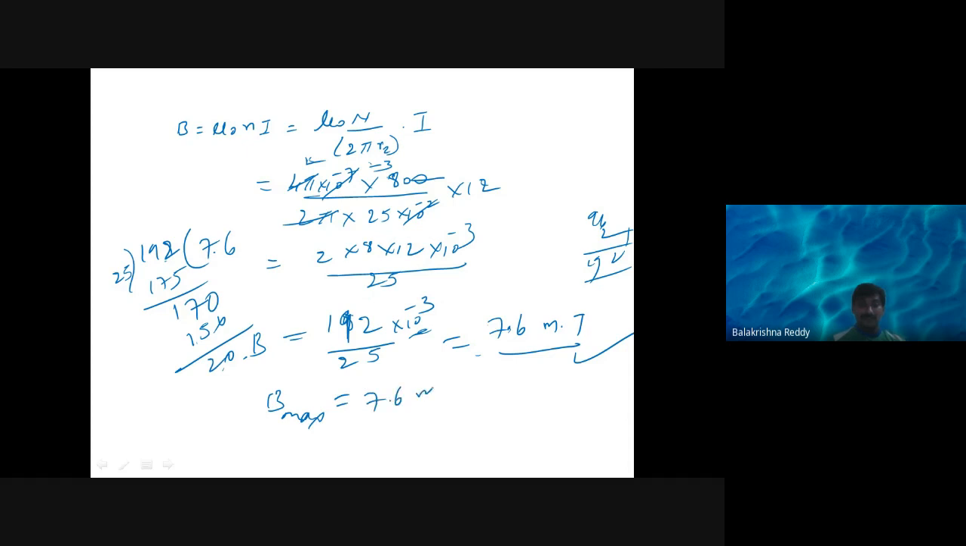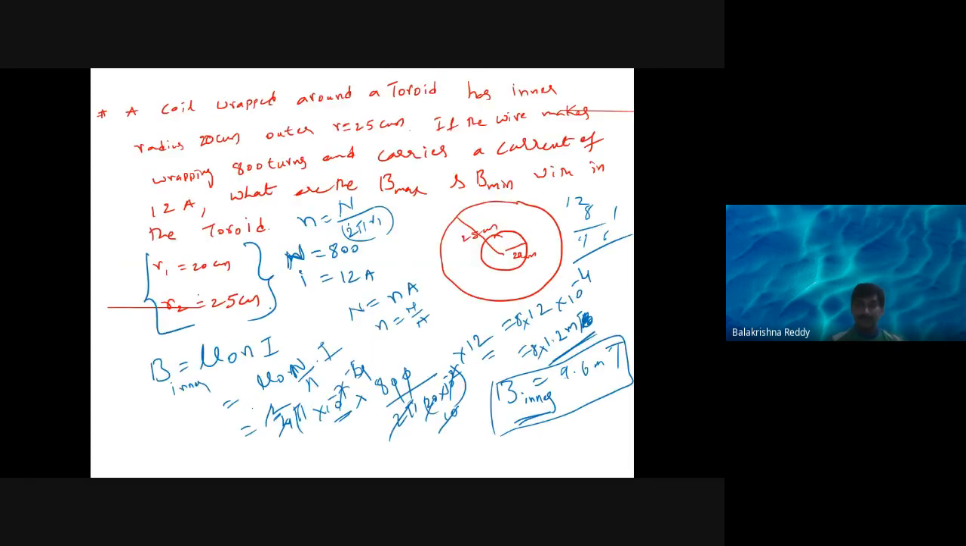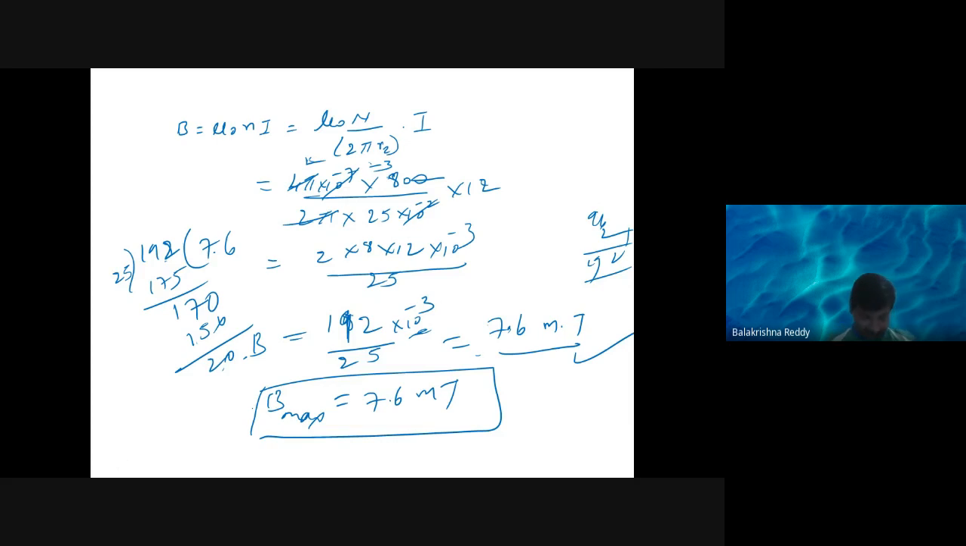And the minimum magnetic field, how much? We got B inner as 9.6 milli Tesla, which is, 7.6 milli Tesla is larger than the previous one. Okay, this is the case of Ampere circular law, one question.